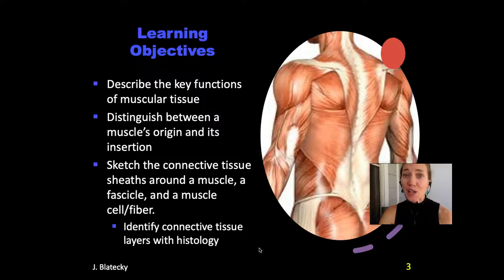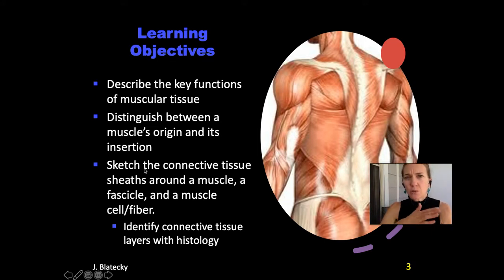So with this first video on the muscular system, I'm going to focus on these key bullet points here, and I'm going to turn to more of the microanatomy of muscle in a following video. So key goals for this mini lecture are going to be to talk about the main functions of muscular tissue, to distinguish between a muscle's origin and its insertion.